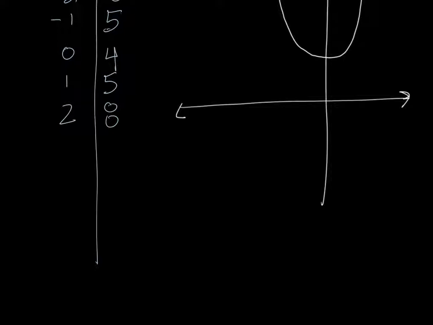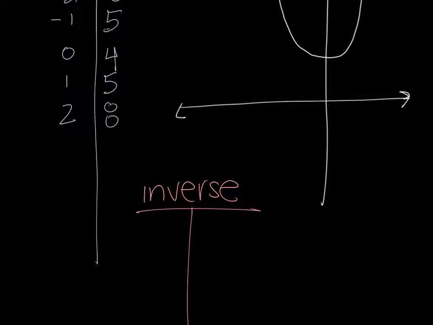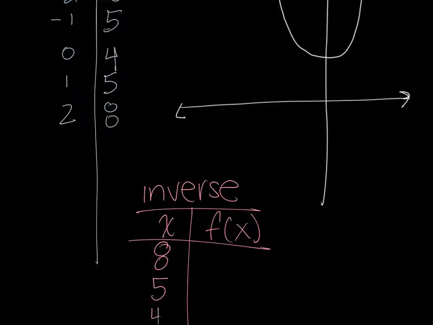Now in order to find our inverse, we're going to switch the x and y values. So for our inverse, I'm going to put it on the bottom of this paper, and we're going to have a table. And on the table, I have x and f of x. So I'm going to switch my x and y values. So I'm going to write 8, 5, 4, 5, 8. That's going to be on the left. And now my values for y are negative 2, negative 1, 0, 1, and 2.